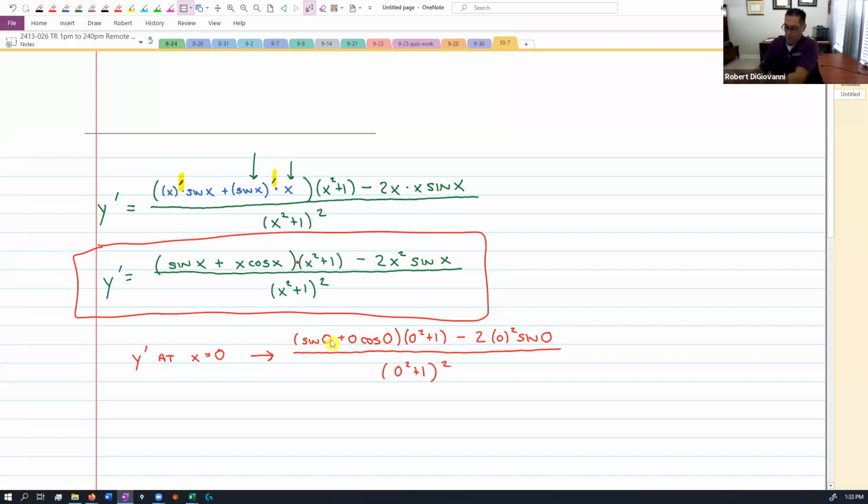Sine of 0, God, this little gnat's been bothering me since like 8:30 this morning.